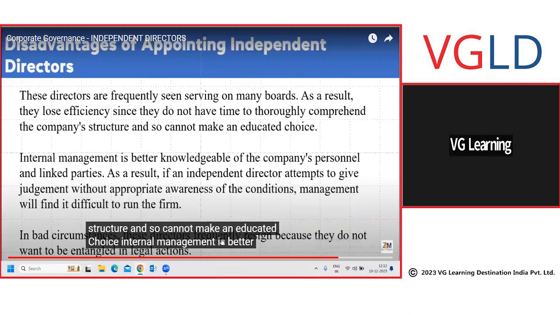Internal management is better informed about the company's personnel and linked parties. As a result, if an independent director attempts to give judgment without appropriate awareness of the conditions, management will find it difficult to run the firm. In bad circumstances, these directors frequently resign because they do not want to be entangled in legal actions.